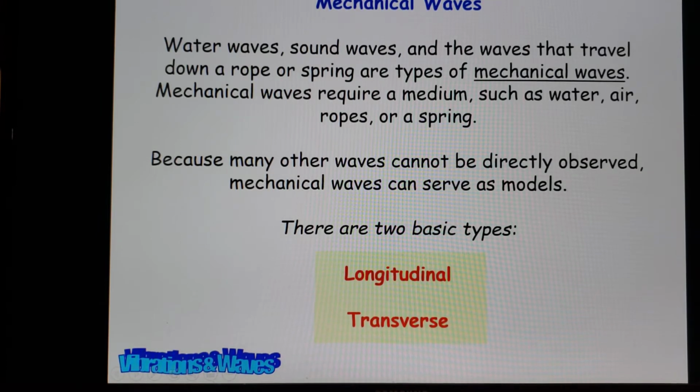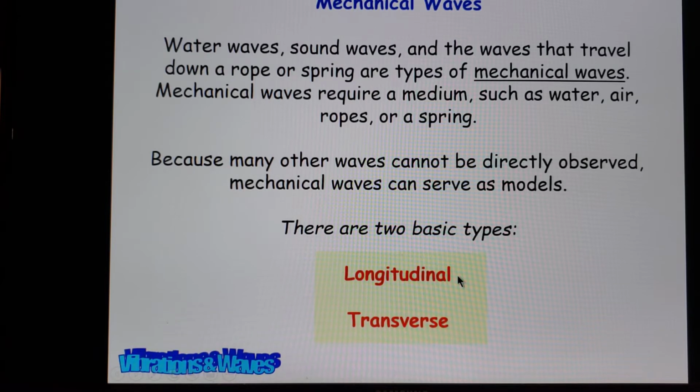Mechanical waves, you looked at waves when you did that lab last week. Water waves, sound waves, and the waves that travel down a rope or spring are mechanical waves. They require something we call a medium, stuff to go through, water or air or rope or spring. Other waves can't be directly observed, like sound waves, so we use mechanical waves as a model.